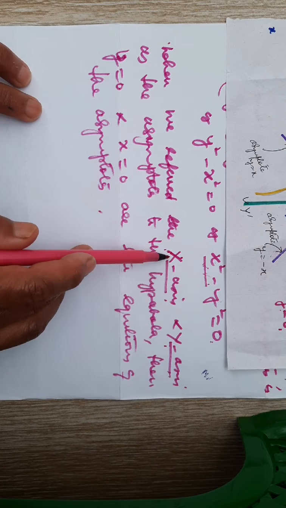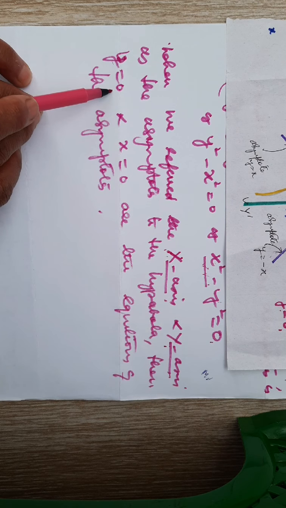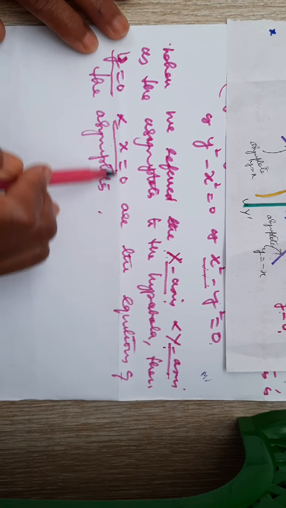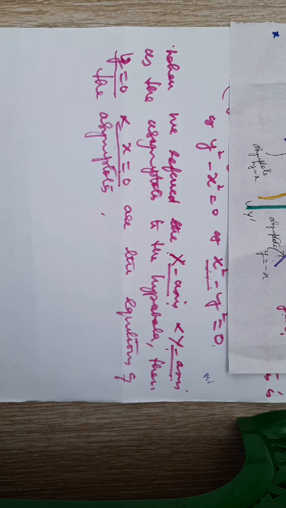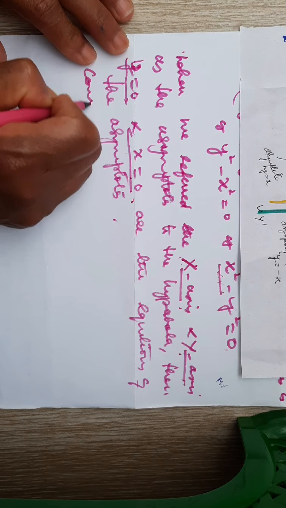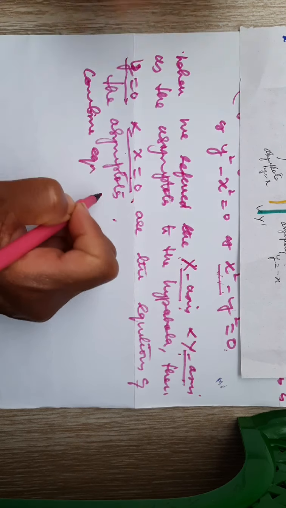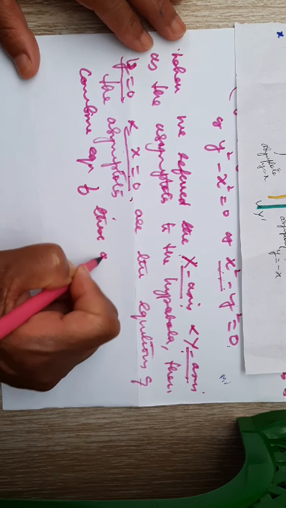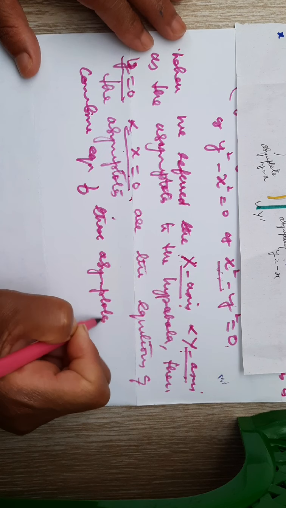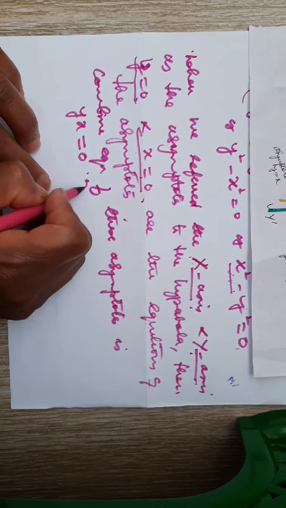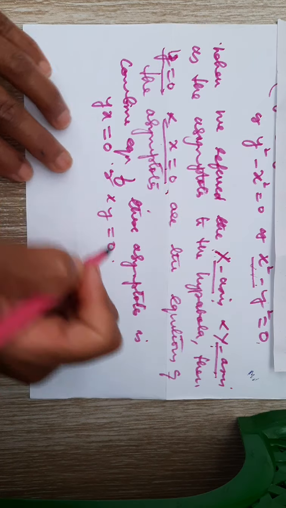So therefore the equation of the x-axis we know is given by y is equal to 0, and for the y-axis the equation is x is equal to 0. So these are the equations of the asymptotes to that hyperbola when we refer to its axes as the asymptotes. Now what will be the combined equation of these asymptotes? The combined equation of these asymptotes is yx is equal to 0, or xy is equal to 0.